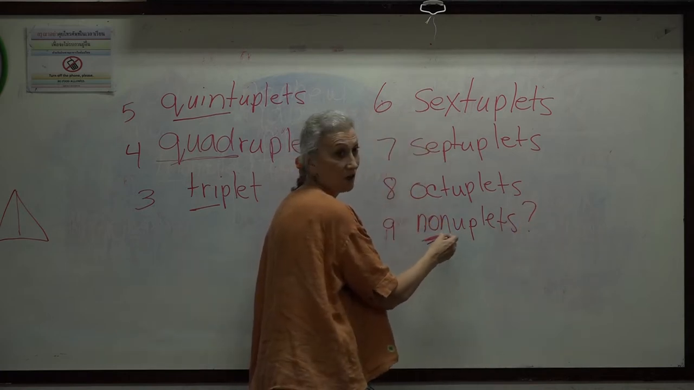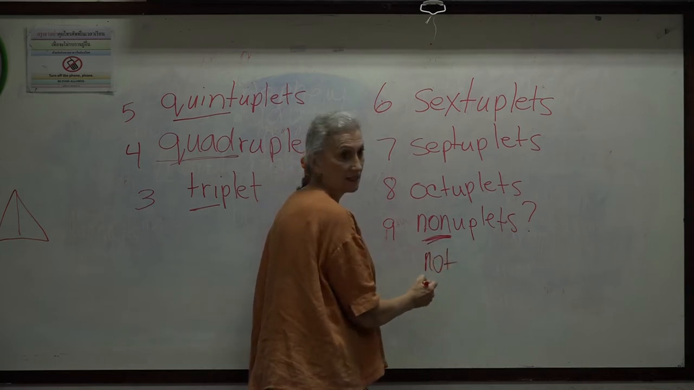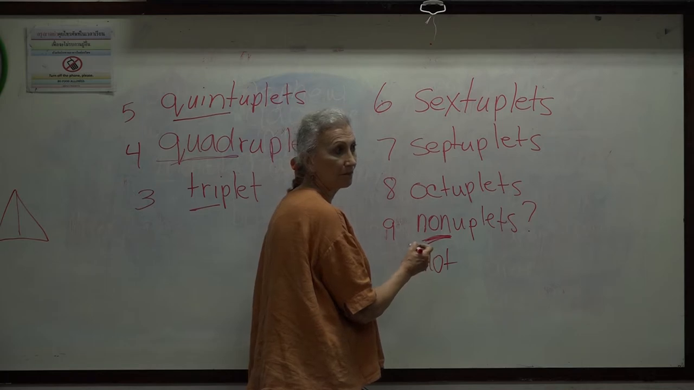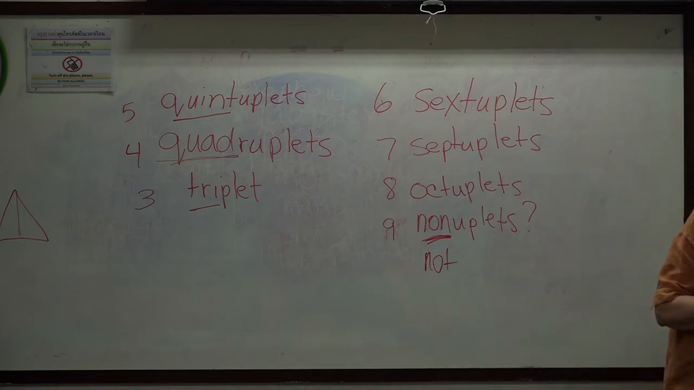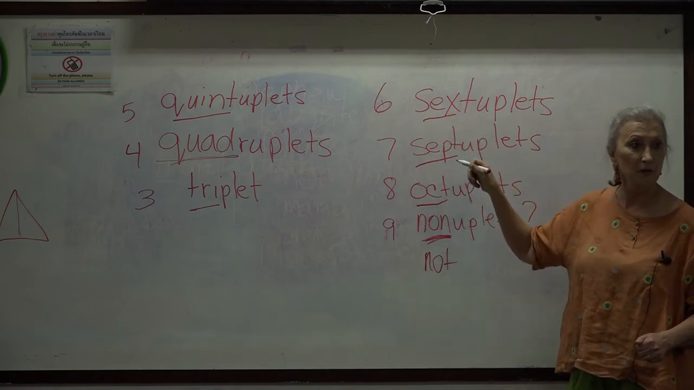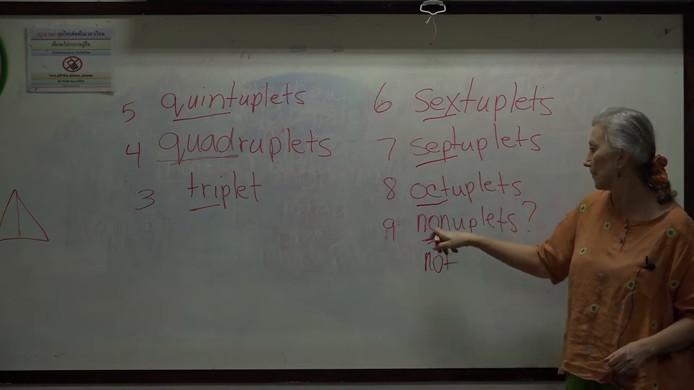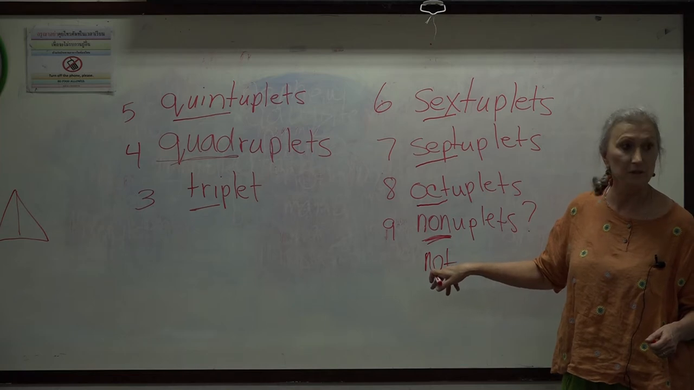This one, although it can mean nine, it can also mean not. We say an NGO is non-profit, meaning not for profit. I would describe myself as a non-Thai speaker. I don't know how to speak Thai. So when you see these other beginnings, it's pretty reliable that it refers to the numbers. But non can refer to nine, or it can mean not. Different meanings.